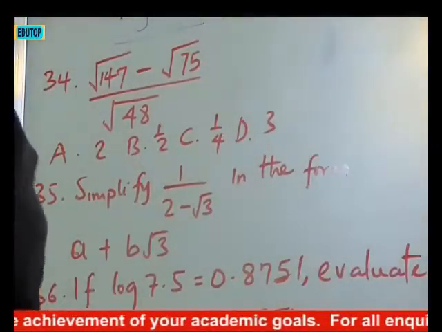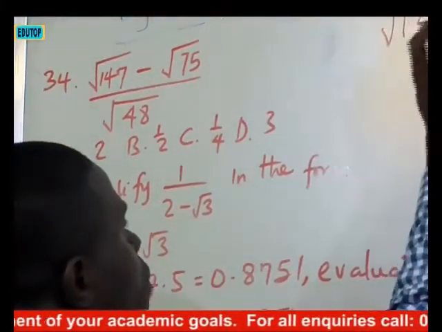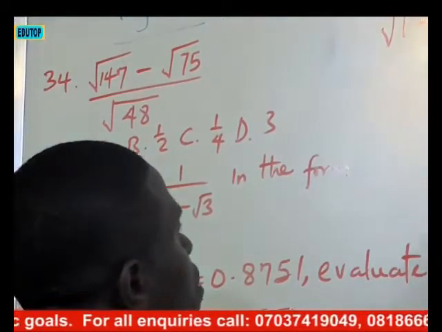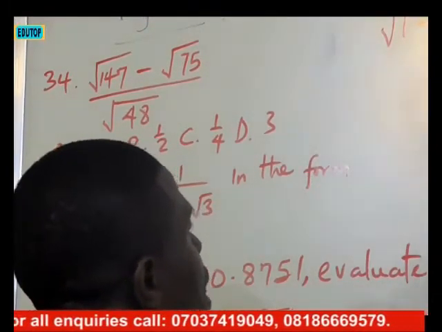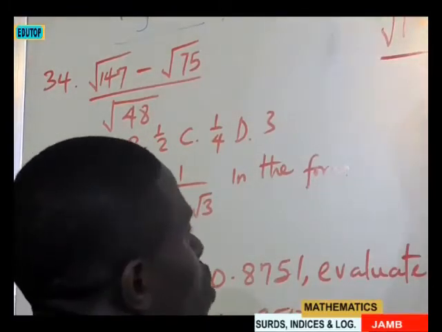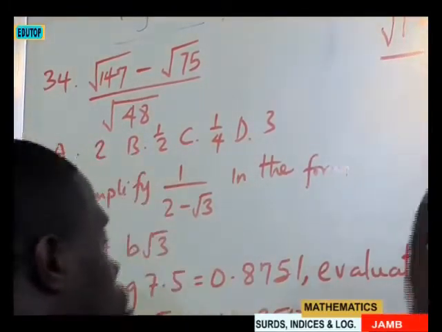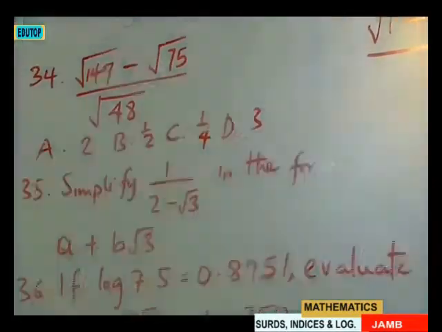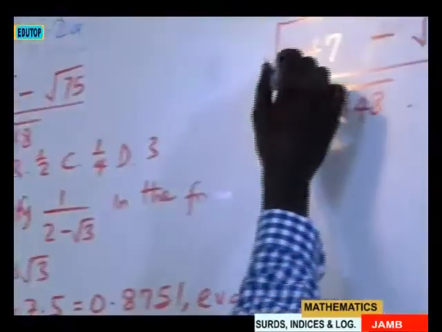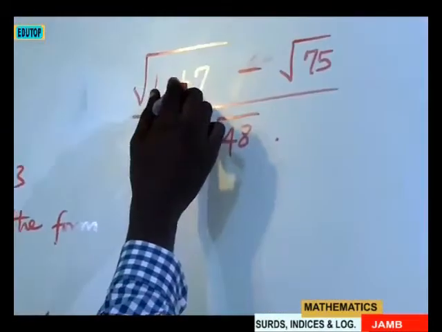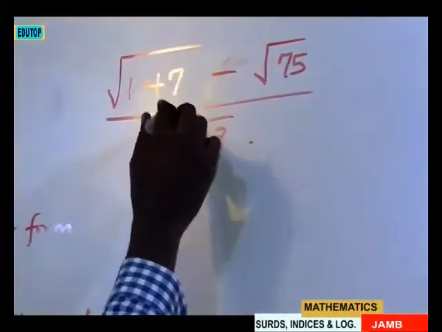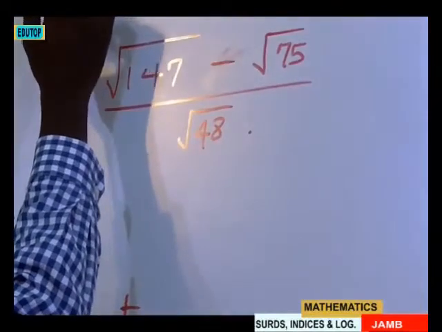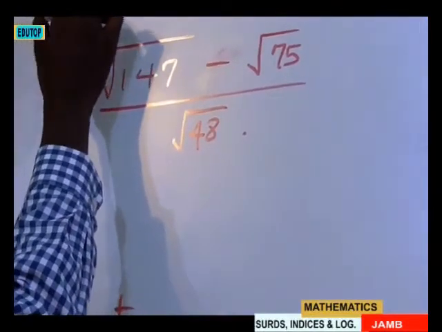Question 34, which says the square root of 147 minus the square root of 75 over the square root of 48. The best way to solve this question within the shortest time in UTME is to quickly picture what would be factors of this 147 such that one of them will definitely be a perfect square. The one that will fit in there is definitely going to be 49.